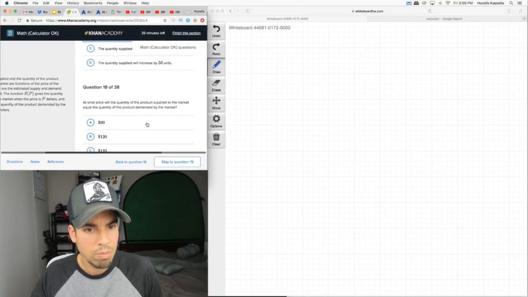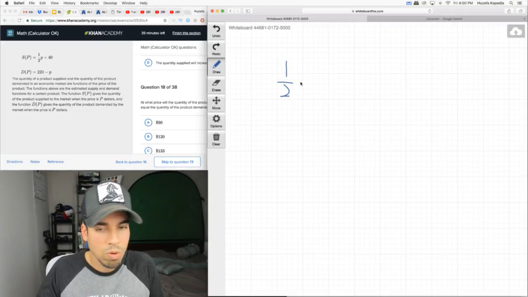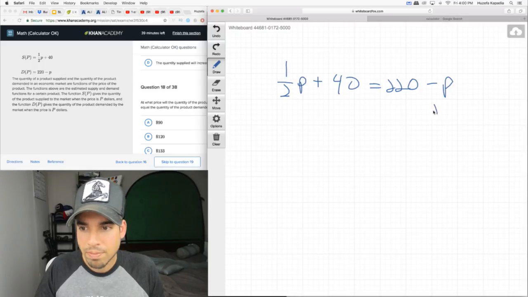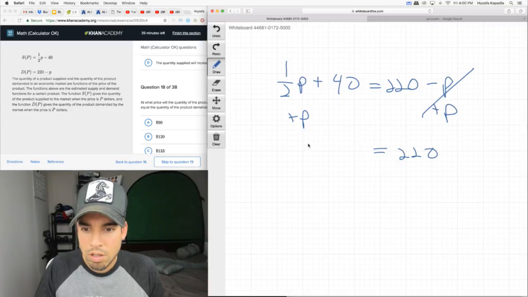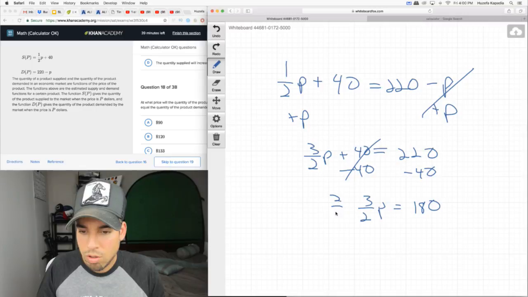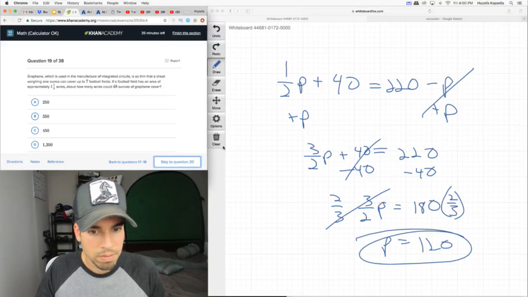At what price will the quantity of the product supplied equal the quantity demanded? When are these two equal? Let's set them equal to each other. 1/2 P plus 40 equals 220 minus P. Add P to both sides: 220 equals 3/2 P plus 40. Subtract 40 from both sides: 3/2 P equals 180. Multiply both sides by 2/3, and we have P equals 2/3 of 180, which is 120. Boom. Next.